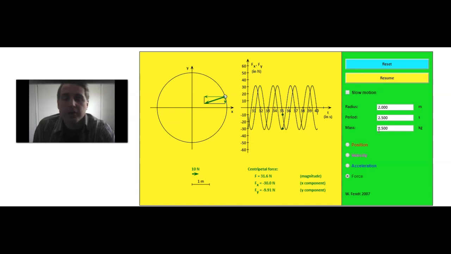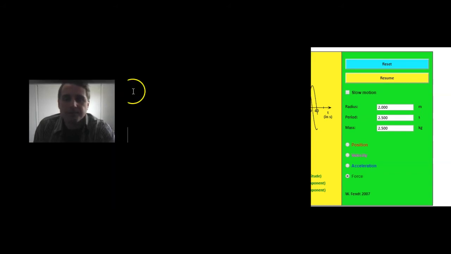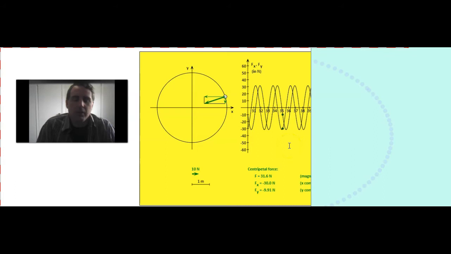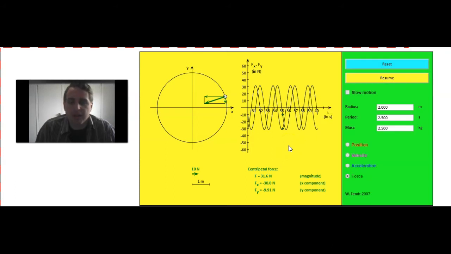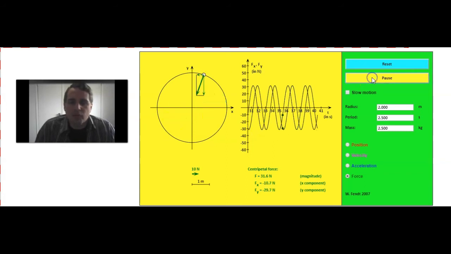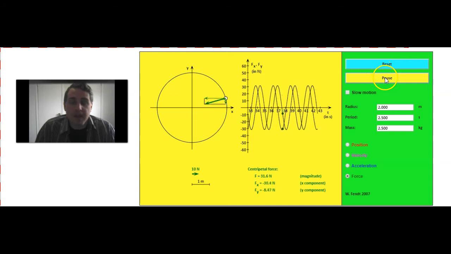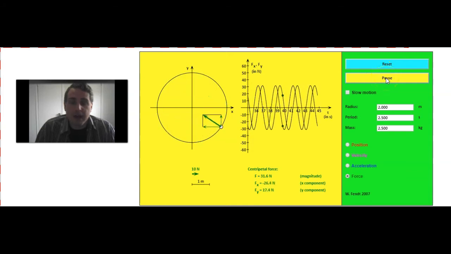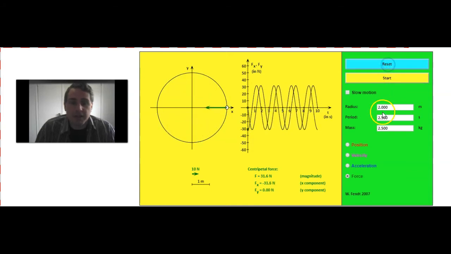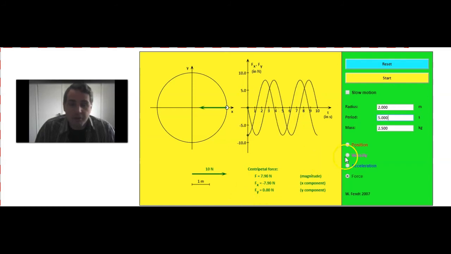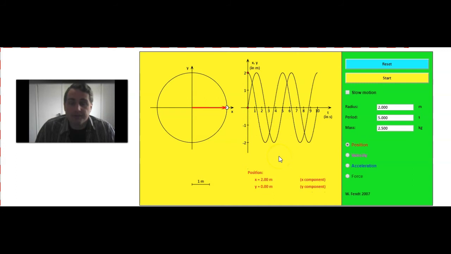Okay, so one thing to say here is the following. The radius also has an effect on all these. So let's go back to our base case. Let's reset, and let's go back to 5 seconds. And let's also go back to position. Now, what if the radius is twice as much?